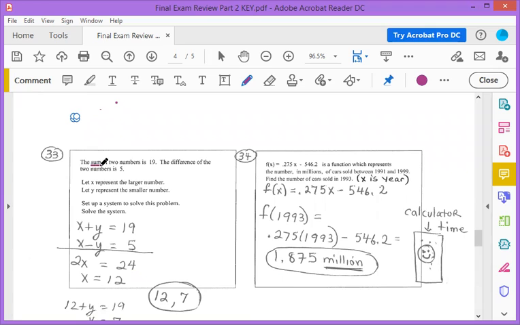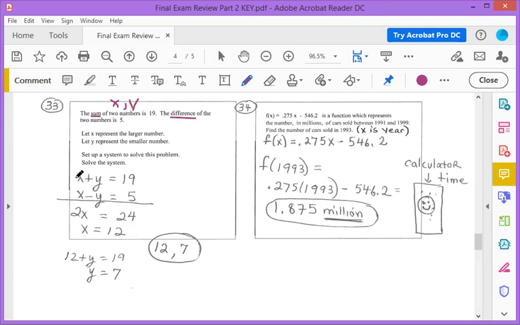All right, number 33, the sum of two numbers is 19. Remember what that word sum means, to add two numbers together. And because we don't know what those two numbers are, we're going to use x and y. And then you're told that the difference of those same two numbers is 5. So we got two equations here. x plus y, the sum, equals 19. x minus y, the difference, equals 5.